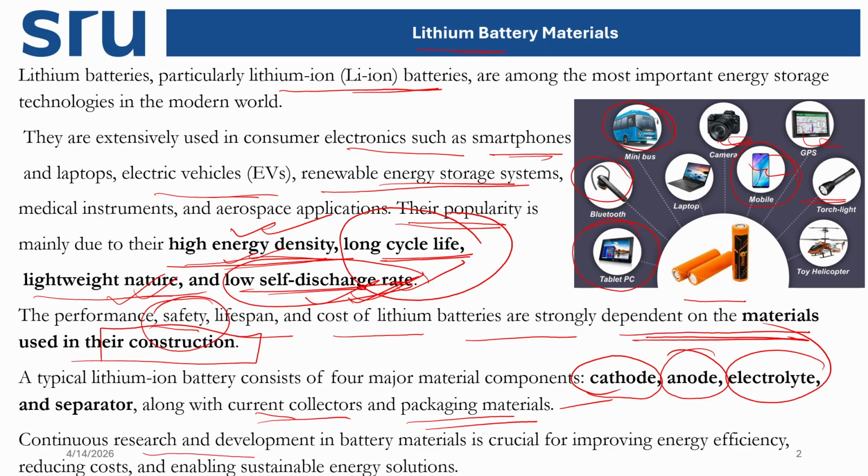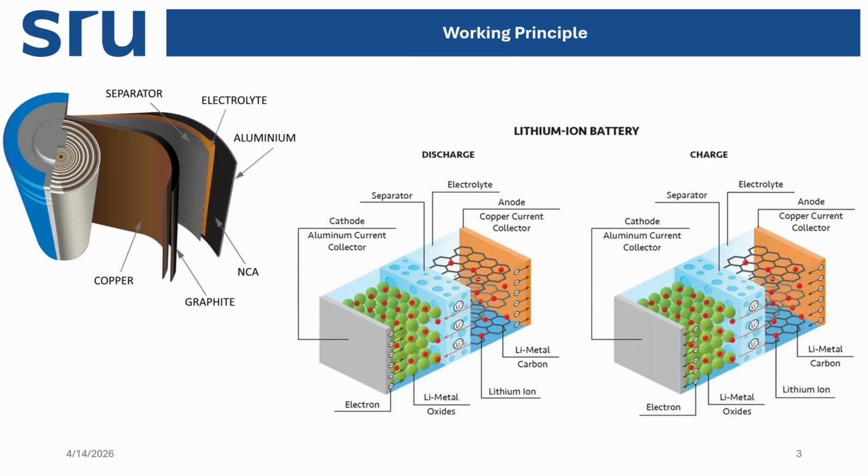Continuous research and development in battery materials is crucial to improve energy efficiency and reduce cost, enabling sustainable energy solutions. We need a system that is very energy efficient, meaning for the energy we provide in charging, we can get the same or similar energy back. So the efficiency of the device will be much higher, we can easily make it at large scale, and the cost of the material should also be low. Then we can use it everywhere, and economically it will be sustainable. These are the properties it should have.